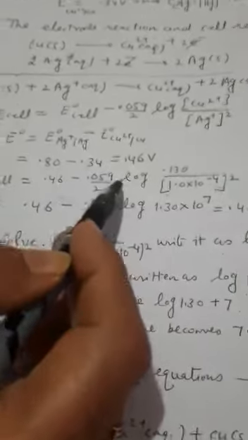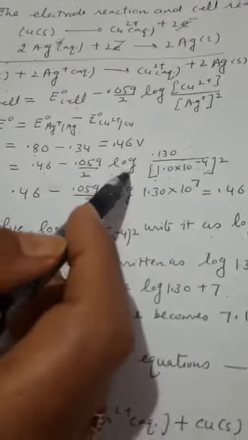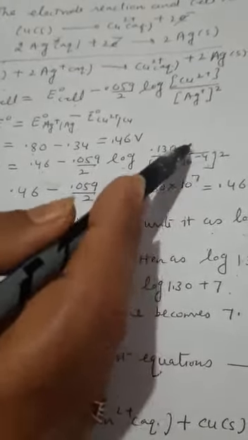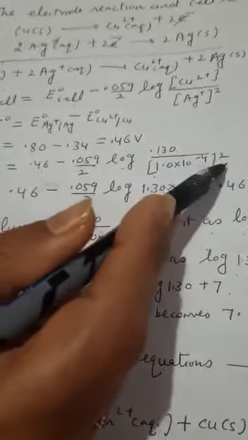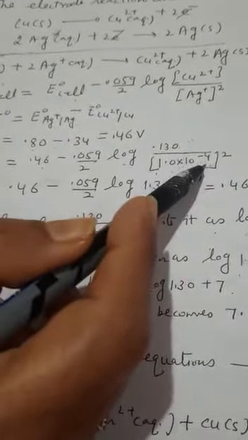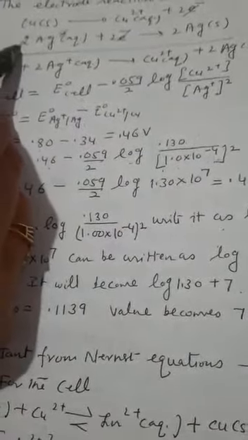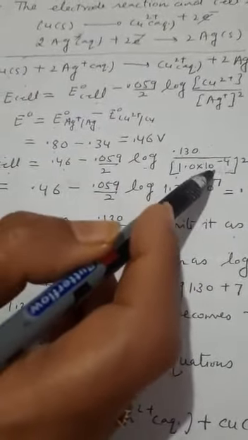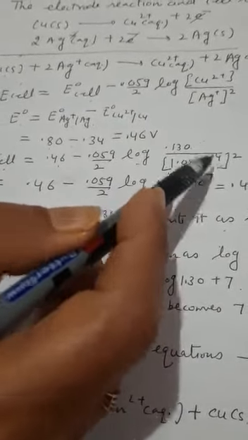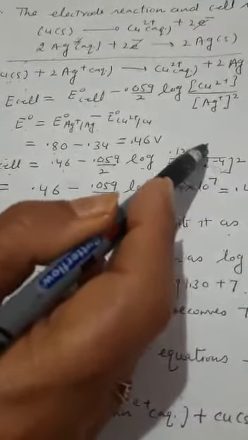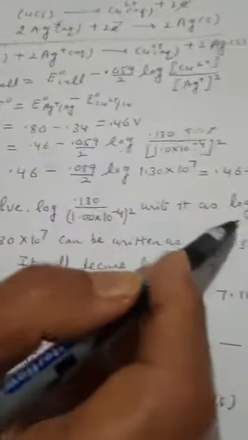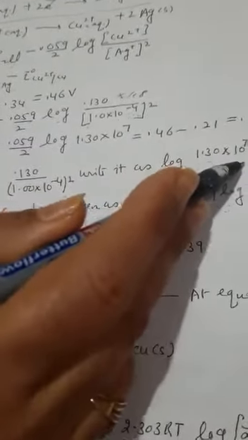I will again repeat this. Just see, in this the value of log is 0.130 upon 10 to the power -4 raised to the power 2. Why has 2 been taken? Because there are 2 silver ions. Now, if you square this value, it will become 10 to the power -8. You take this value above, it becomes 10 to the power 8. You can write it like this here. Now you write this value as 1.30 into 10 to the power 7.